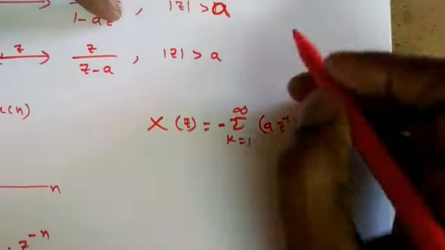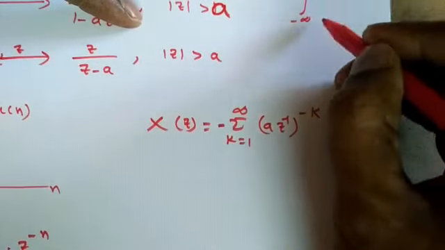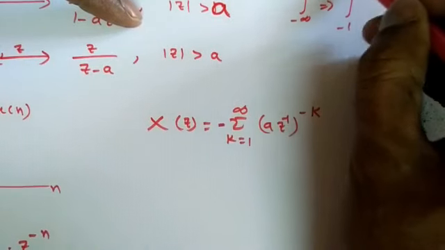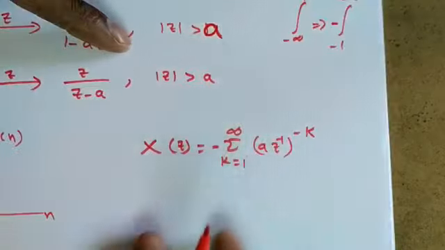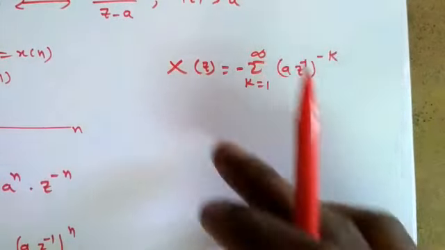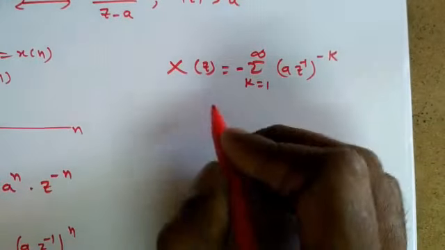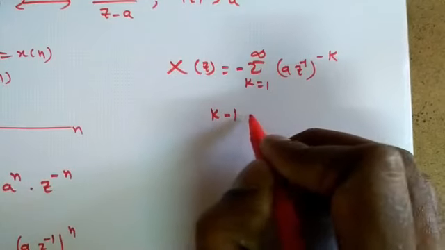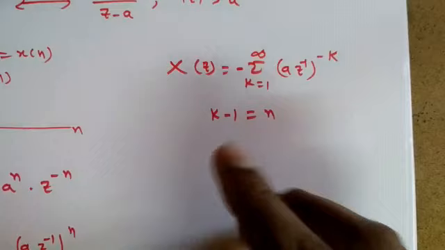But if we interchange in the integration, if we integrate from minus 1 to minus infinity, the minus will come. But that is not the case in the summation. So summation can be interchanged easily, 1 to infinity, infinity to 1, etc. Now again we are not having any formula by this, so again we will assume k minus 1 is equal to some n. Any variable we can assume.